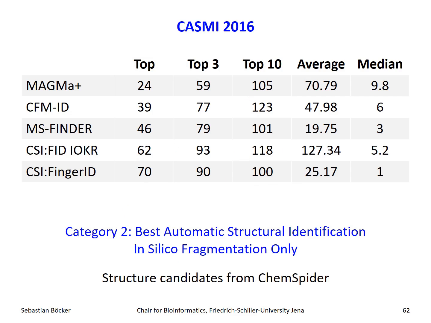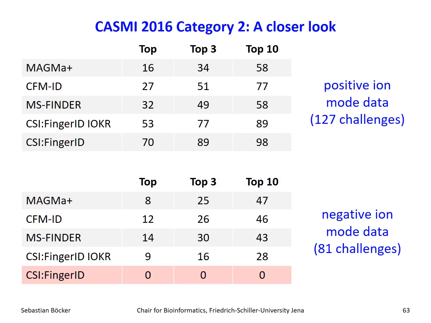But this is not the complete truth, because what we had in CASMI 2016 was some challenges with positive ion mode data and some challenges with negative ion mode data. So what always helps, if you look a little bit more closely, is to do the statistics for such important differences individually. And it really helps here. Because if you look at the two categories individually, okay, we see that, wow, now the differences are getting bigger here, okay? And we now have more than 2 times the number of correct identifications of CFM-ID. Now that's cool, yeah? And the IOKR version is performing a little bit worse.